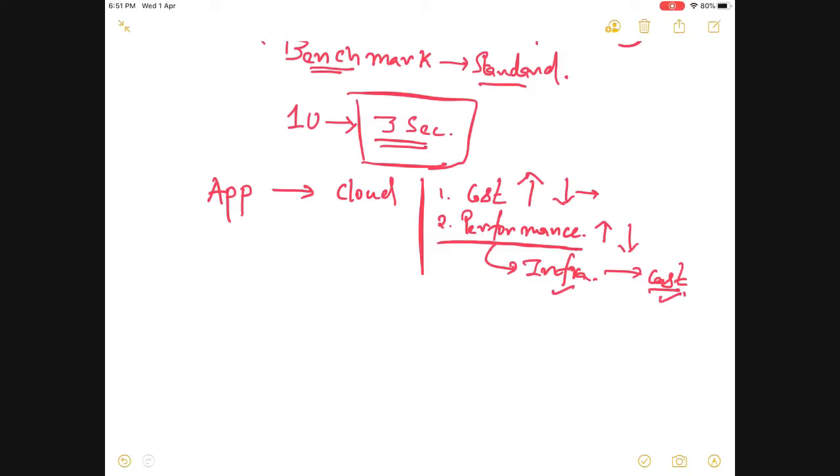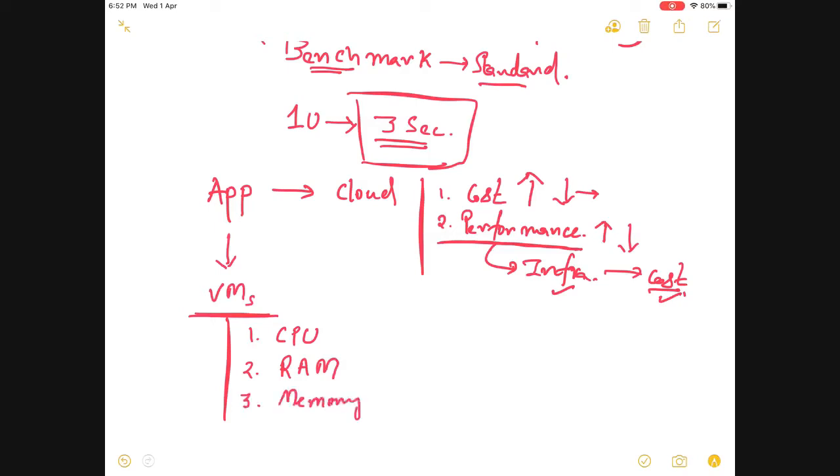Once again, I'm going to take these applications and configure multiple virtual machines. For every specific virtual machine, I'm going to decide how much CPU is allocated to the virtual machine, how much RAM is allocated, how much storage is assigned to it, and what network bandwidth is allocated to this virtual machine.